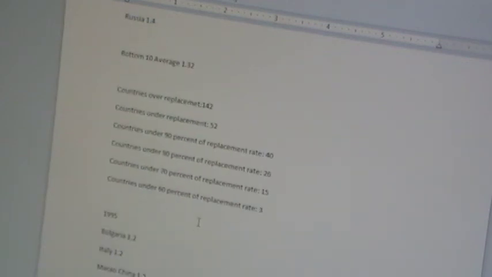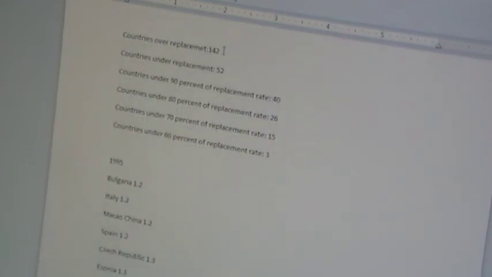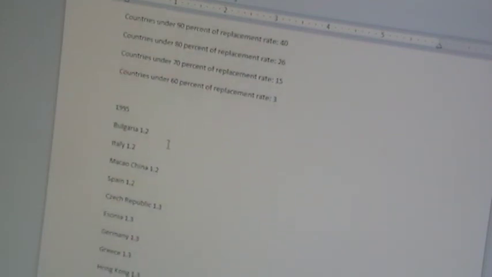All right. Dim average goes to 1.32. Again, look at the replacement level. It's 142. And under replacement continues to grow, and this continues to shrink. Right now, it doesn't matter because there's still a vast majority of over replacement. Countries under 90% of replacement rate, 40, 26 under 80, 15 under 70, and now there's people under 60%. That's not good. Those are Bulgaria, Italy, which, again, has a high immigration rate.